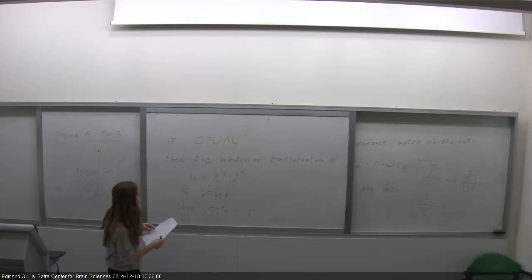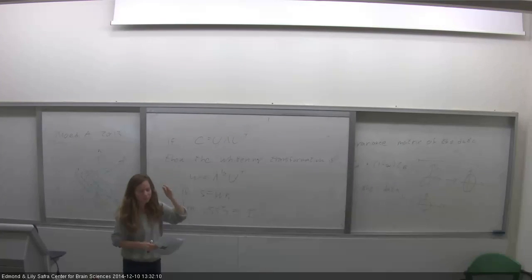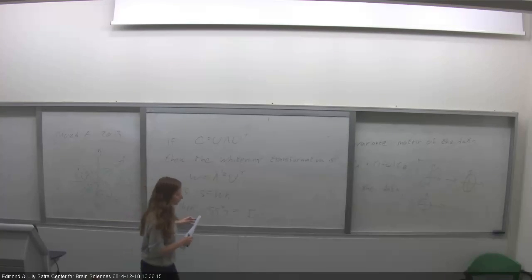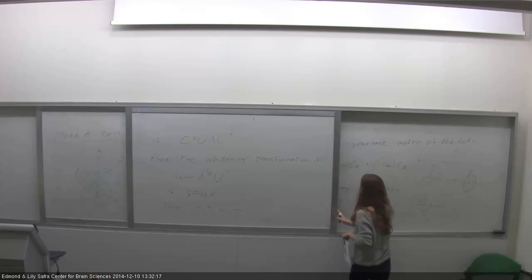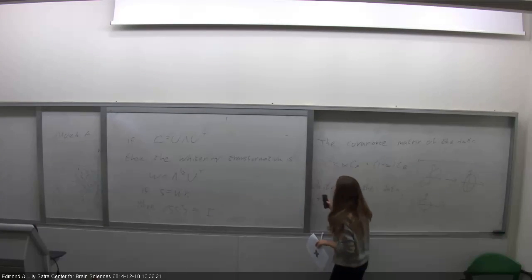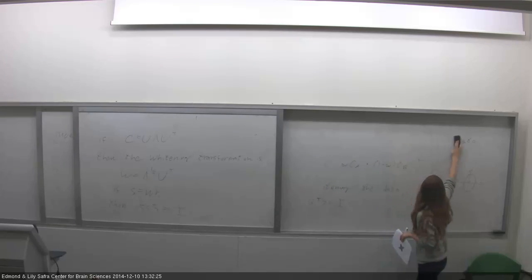So this is a general form to make the data white, but actually you can multiply the white data by any orthogonal matrix, and the data will stay white.